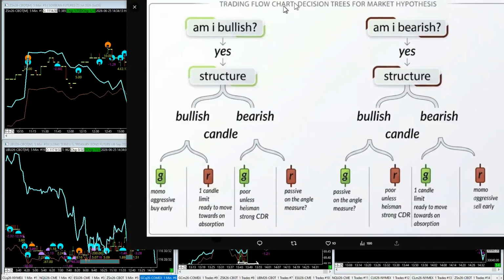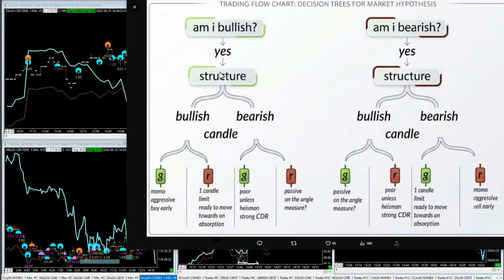Very simple structure narrative, and you can see the storyline behind it. It's a trading flow chart, basically a decision tree for making a simple market hypothesis. Am I bullish in terms of real value? Am I bearish in terms of real value?